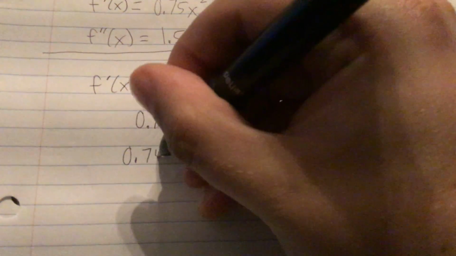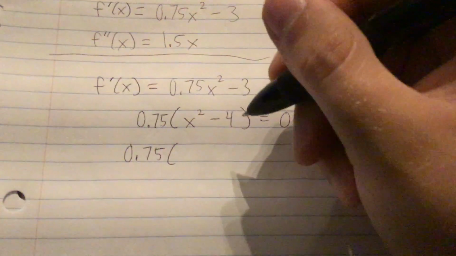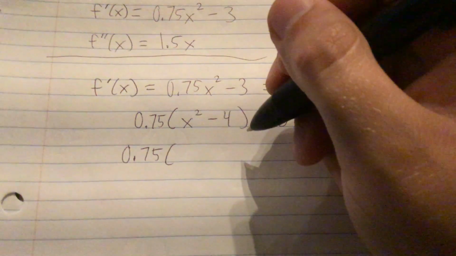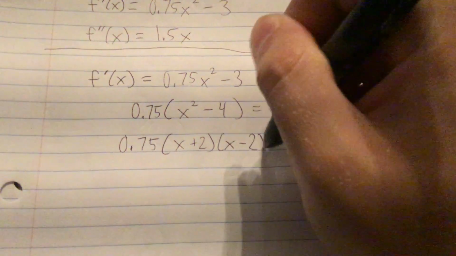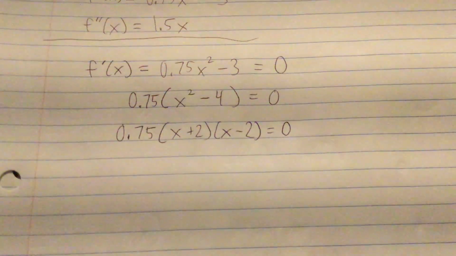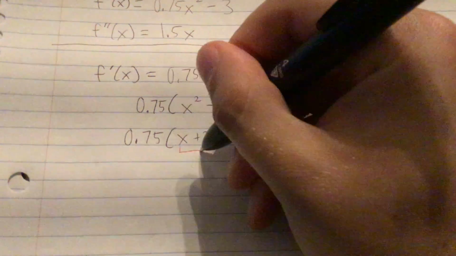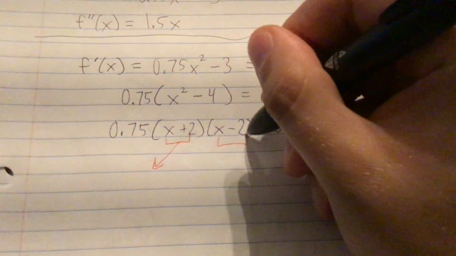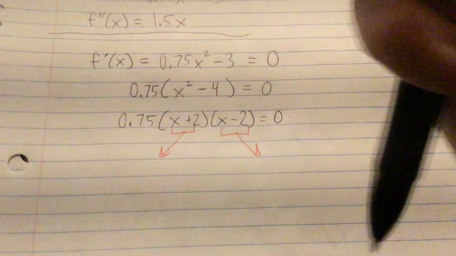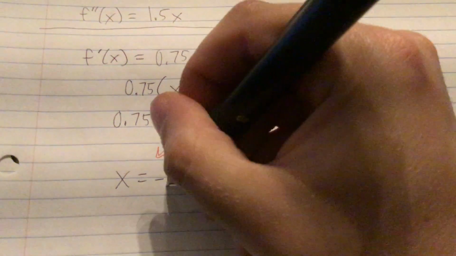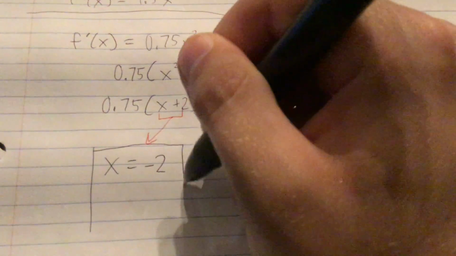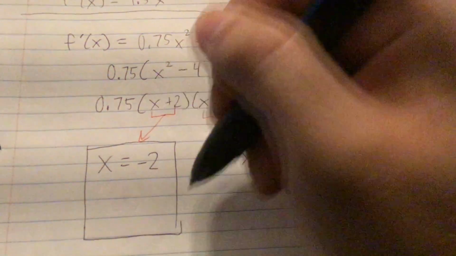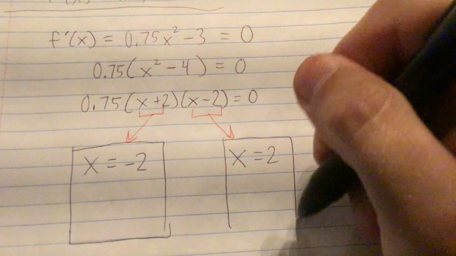So we factor x squared minus 4. Factoring never goes away. If I factor x squared minus 4 into conjugates, that's going to be x plus 2 times x minus 2 is equal to 0. Now I can use the zero product principle and state that the critical points lie at x equals negative 2 and x equals positive 2. But now we need to determine whether they're local min or local max.